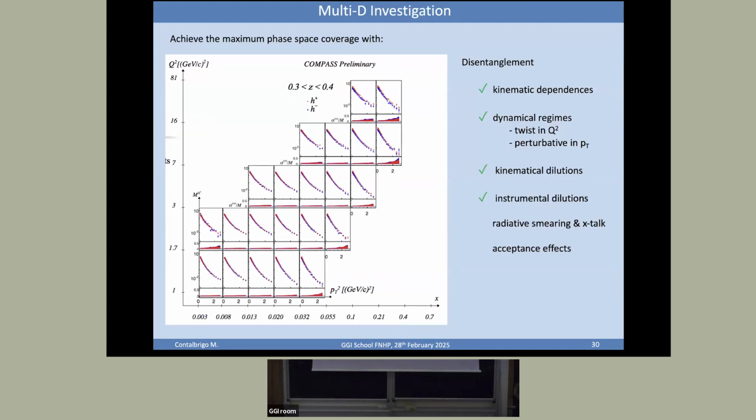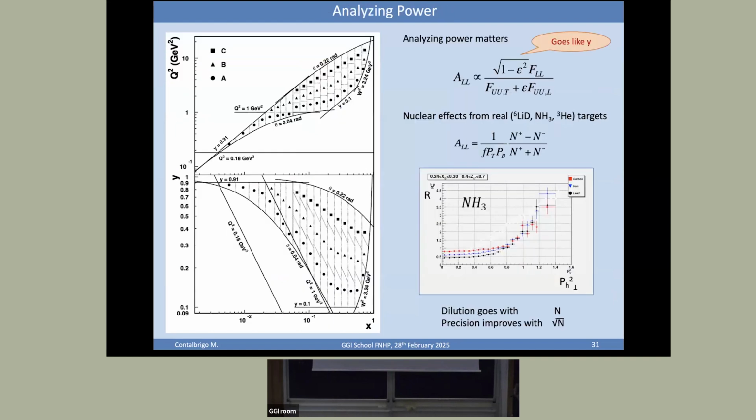Okay, this is skipped. Then you should care about the dilutions in your experiments. And I want to provide you a couple of examples. The first is really a kinematical one. When you calculate your hard scattering, you end up with some prefactors here. And these prefactors may enhance the sensitivity in some region or dilute the sensitivity in other regions. For example, this goes like Y. So when Y is small, your analyzing power is also small.